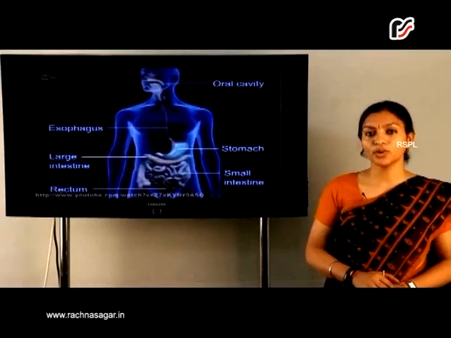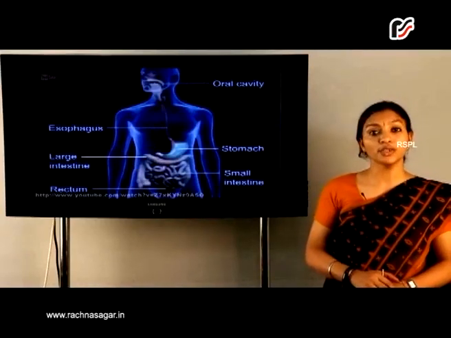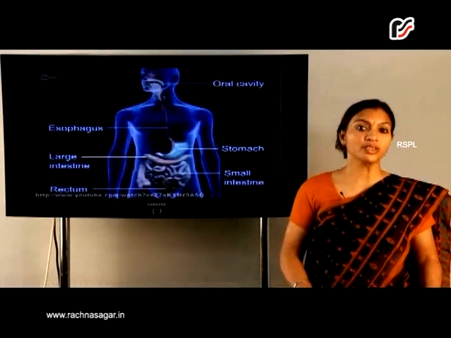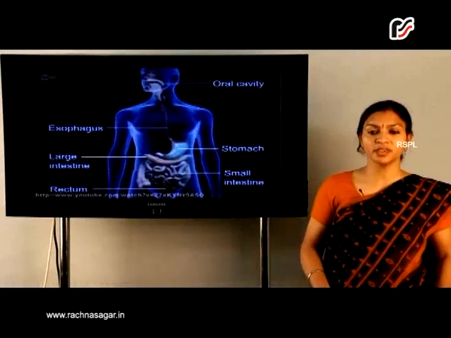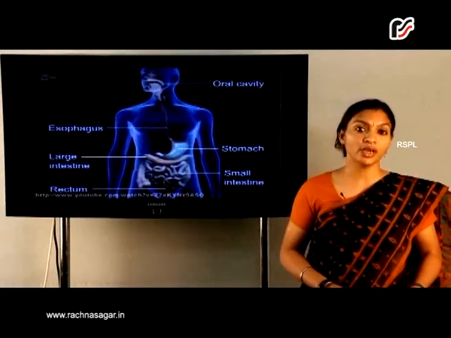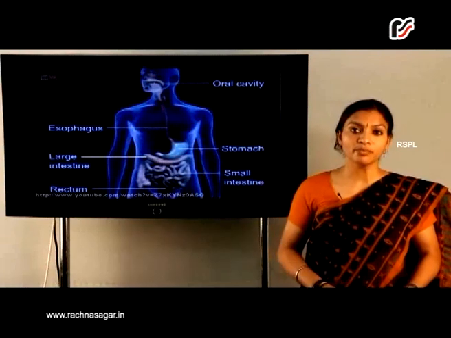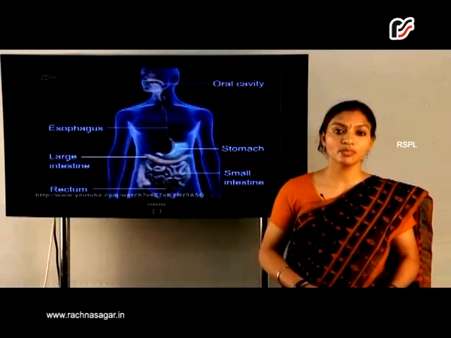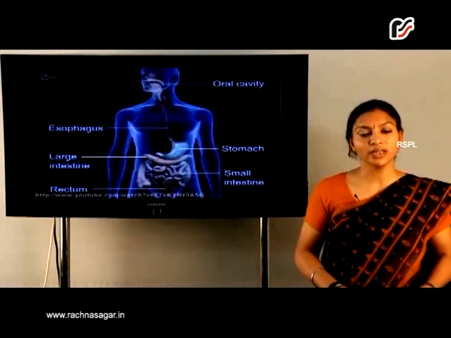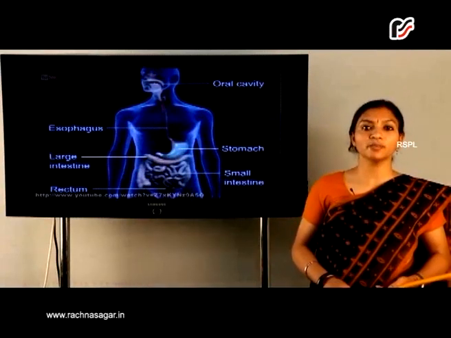Before starting holozoic nutrition in human beings, let's have a question which we have read recently: what is the role of pseudopodia in amoeba? Ma'am, it helps in ingestion. Correct. The pseudopodia help in ingesting food material.